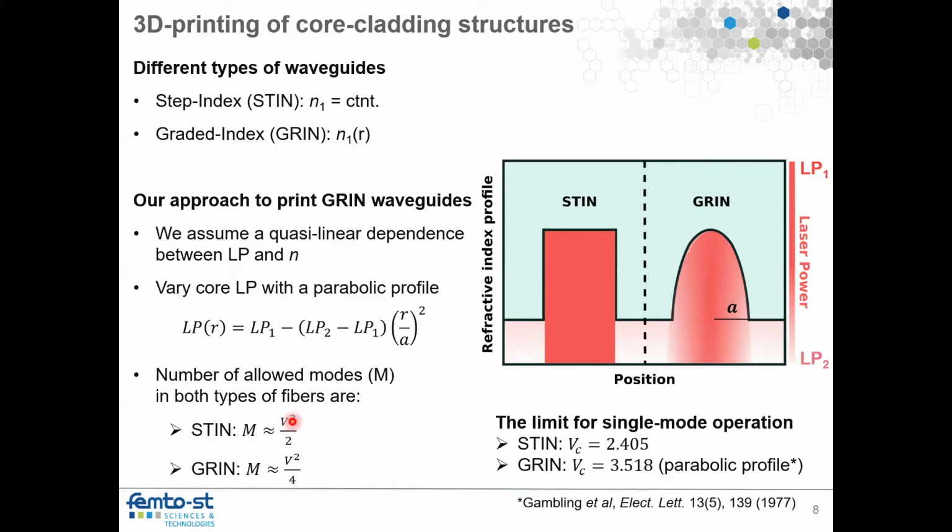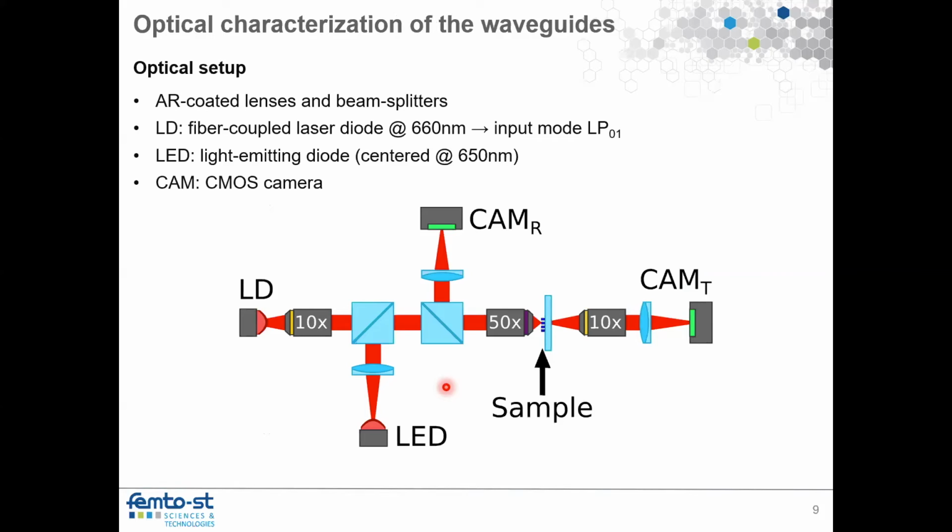We see that typically the number of modes supported with the same parameters for a graded index is lower, so they have a higher cutoff frequency. So you can go to higher diameters and still confine only one mode. So these are different properties we expect to find in our structures.